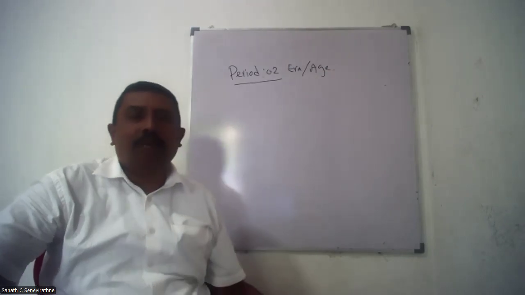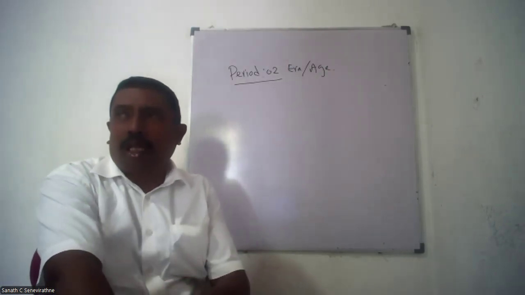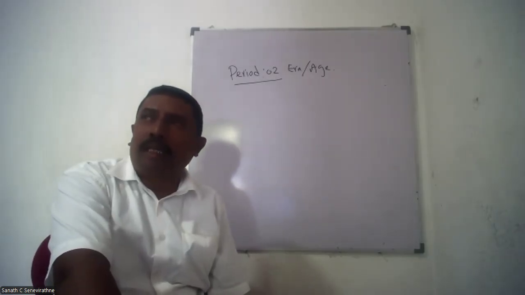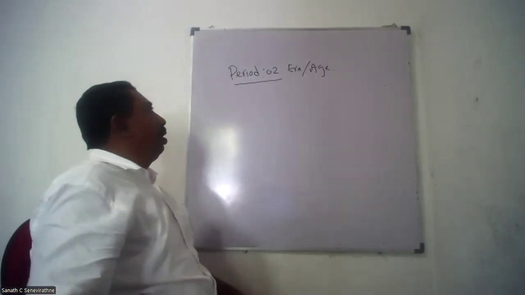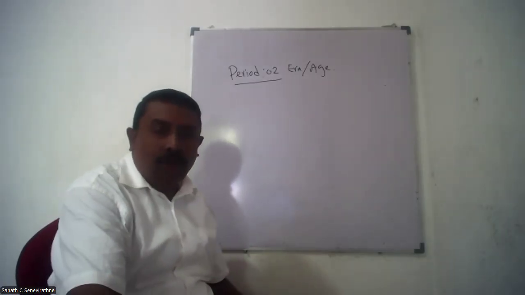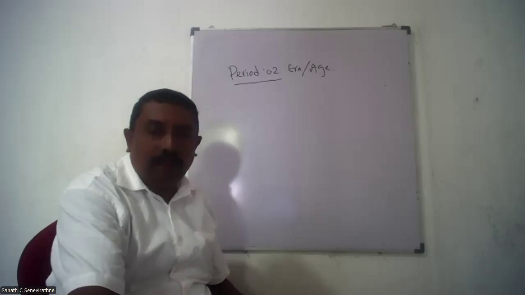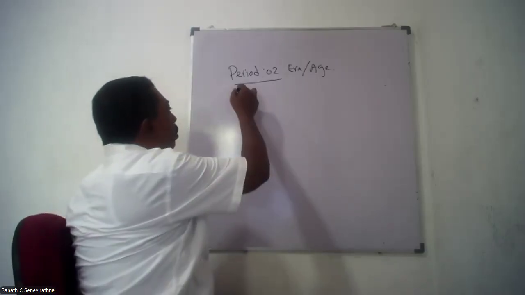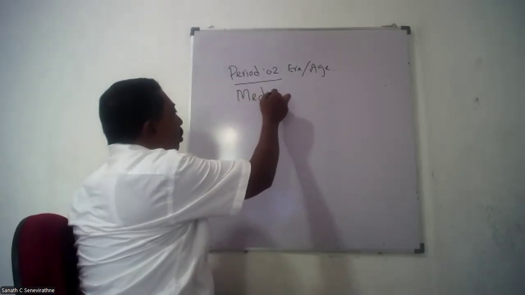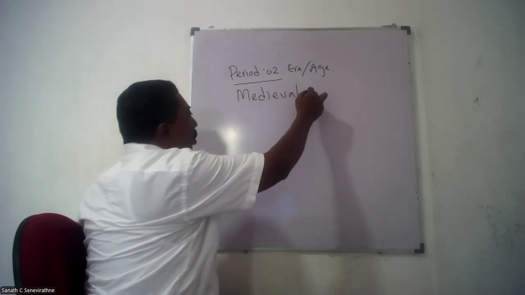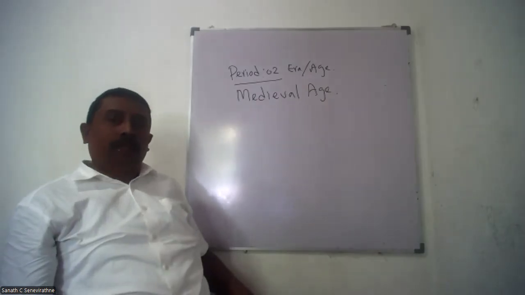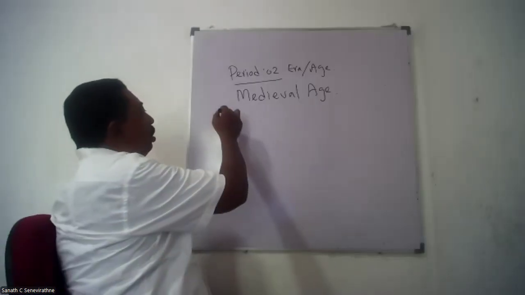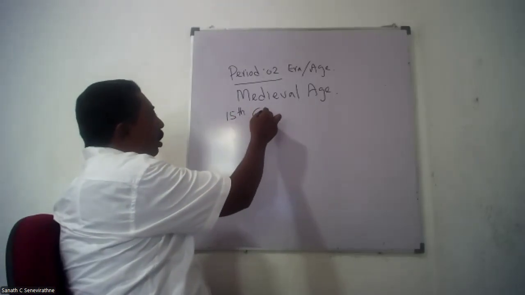Kalambu era. Now Kalambu age. There were Polonnaru age, Anuradhapura age, like that. Okay. Right. Period 2 is called medieval age. Medieval age, 15th century.